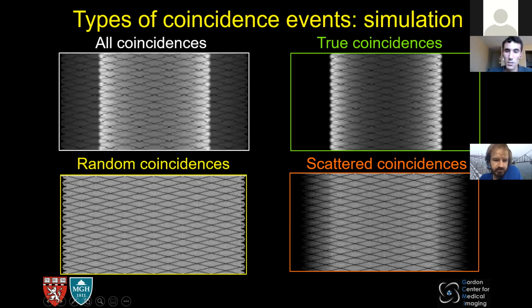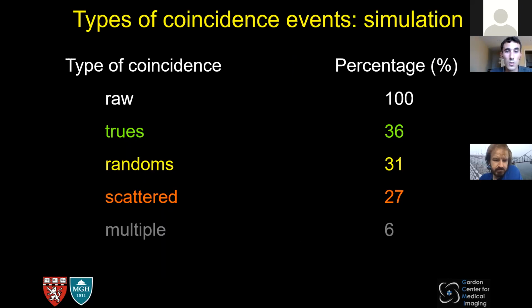To give you an idea, we can also compute the respective fractions of those coincidences on the total. This is what this is showing here. Trues, the good events, only 36% of the signal. That means that 64%, all the rest, is noise and unwanted data that we're going to have to reject. Randoms and scattered about 30%, multiples 6%.